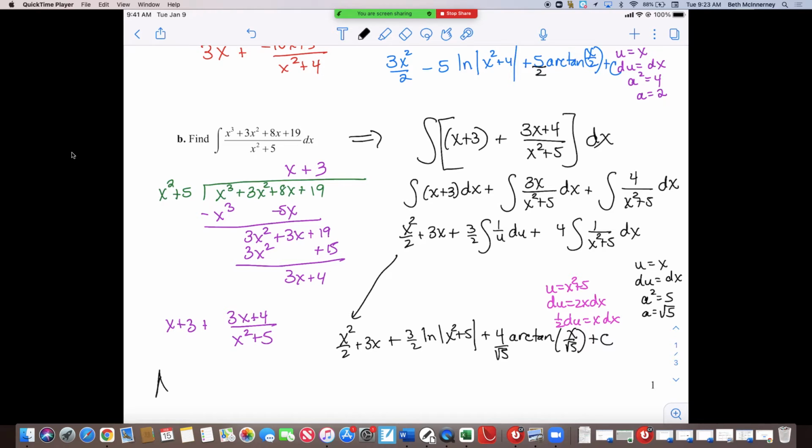So the integral of du over a squared plus u squared is 1 over a arctan u over a plus c. This is what we put on our yellow sheets.